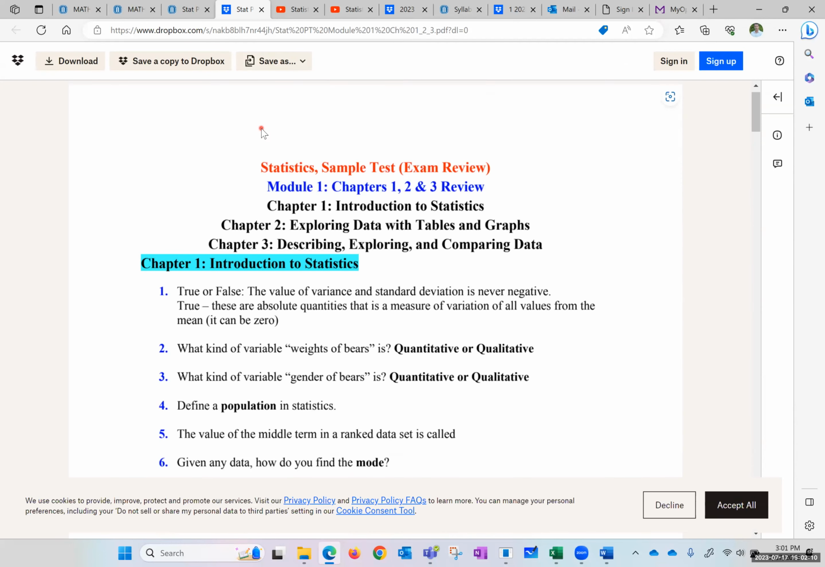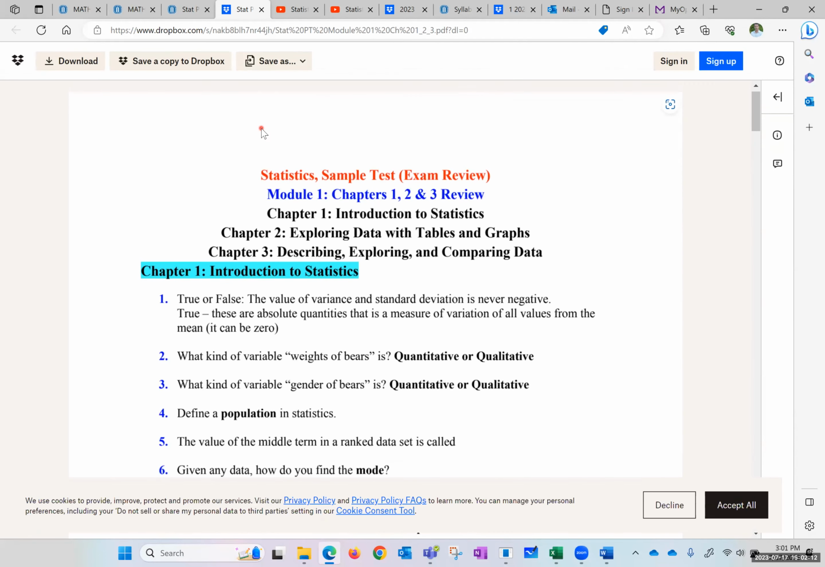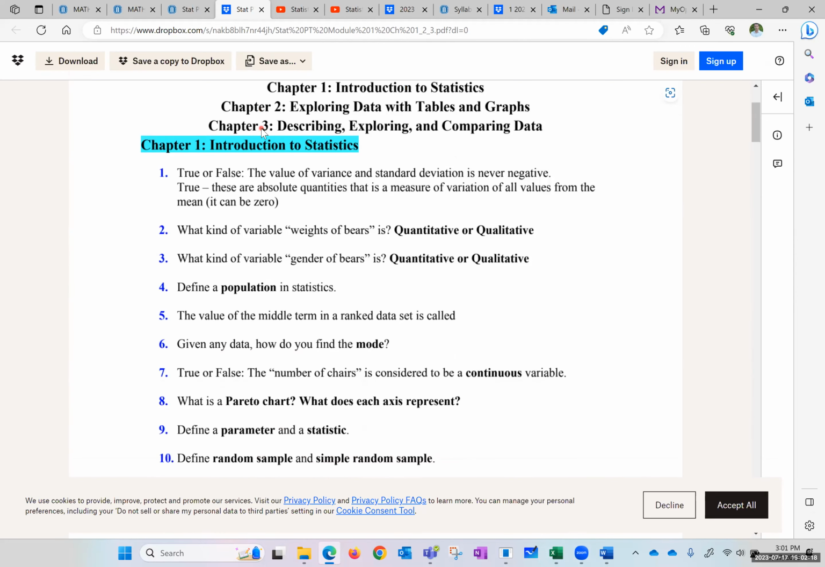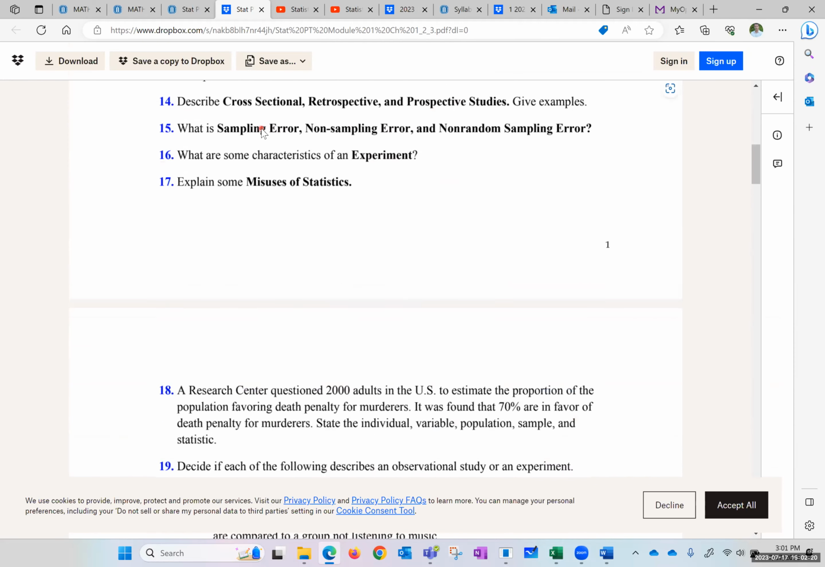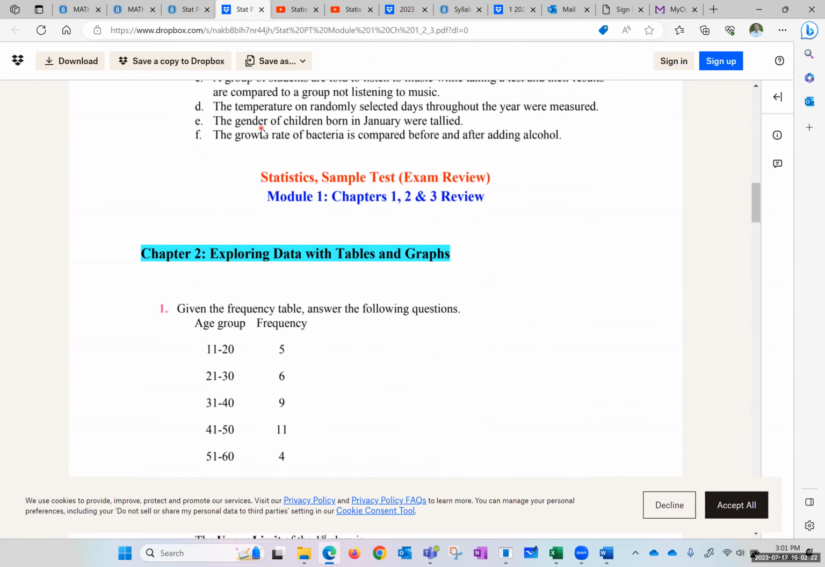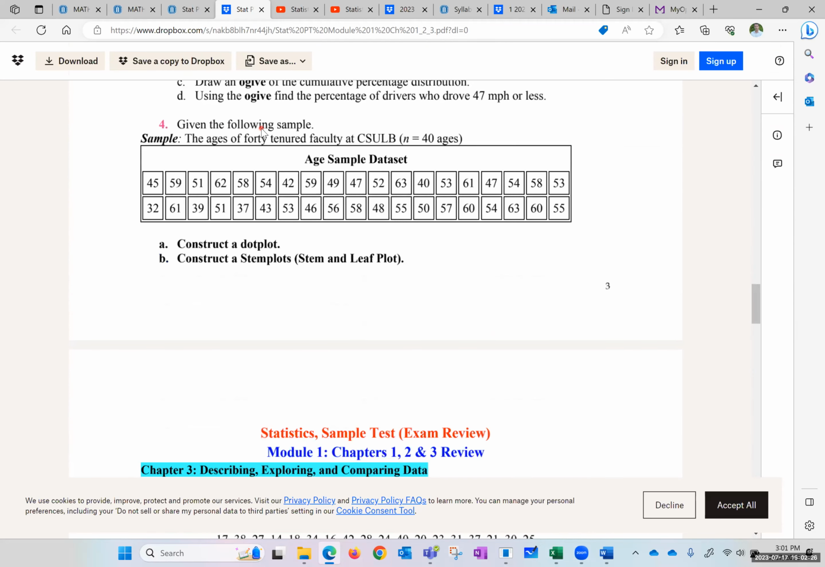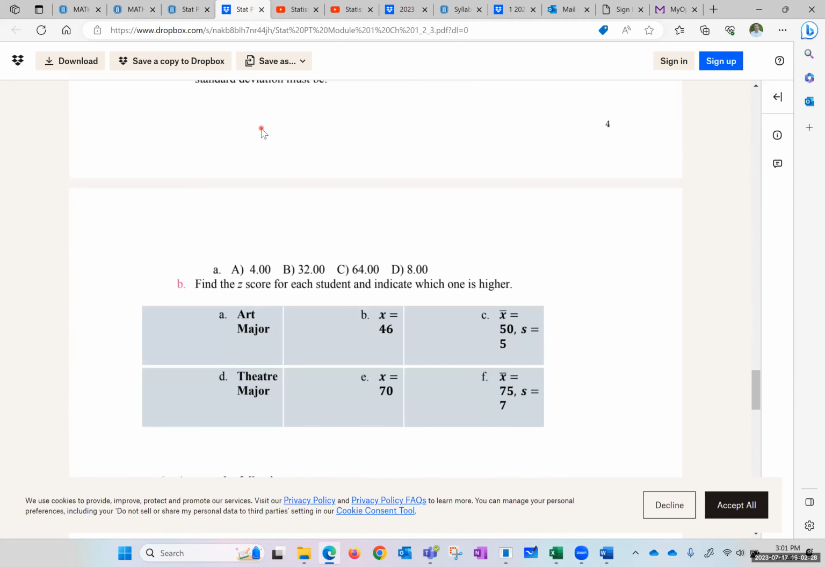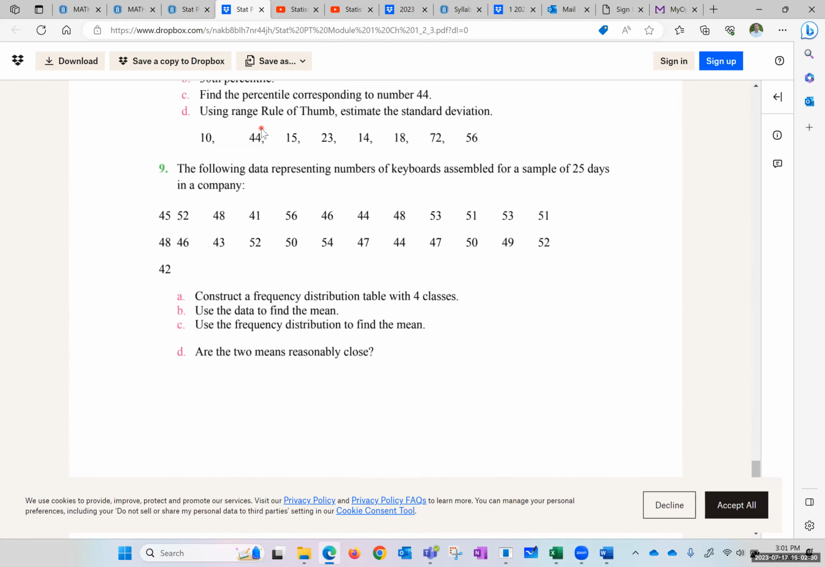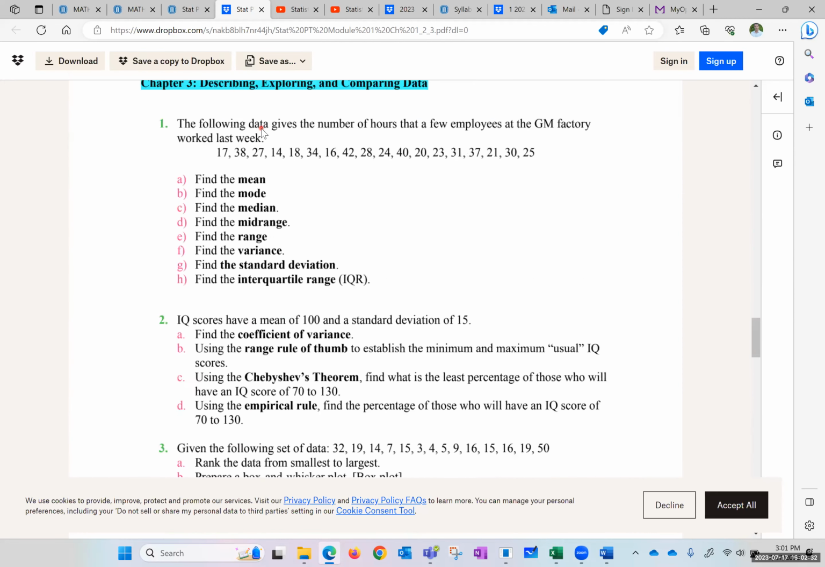This, if you want to print it or just download it, either way is fine. I would highly recommend you take about 5 to 10 minutes to read this. What it tells you is what you're getting yourself into as far as the very first module is concerned, which covers the first 3 chapters. And this tells you if you could do this, you will nail the first exam.